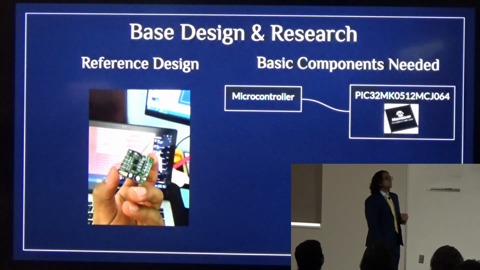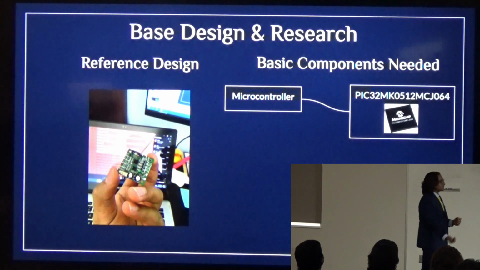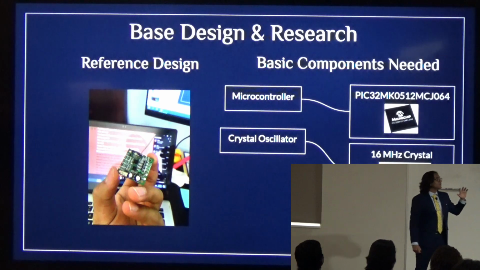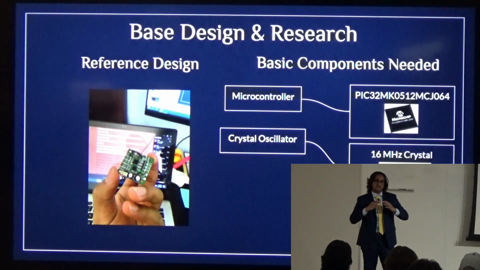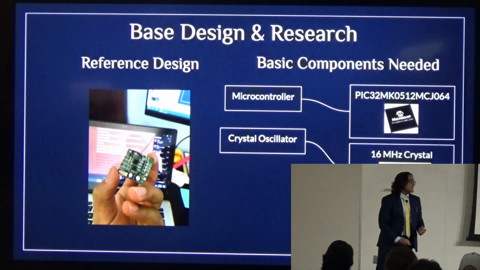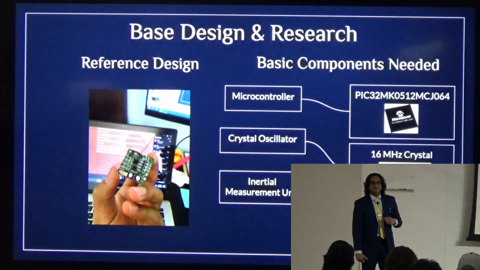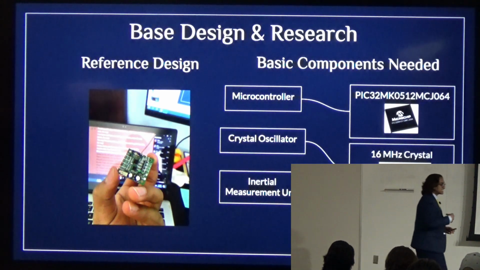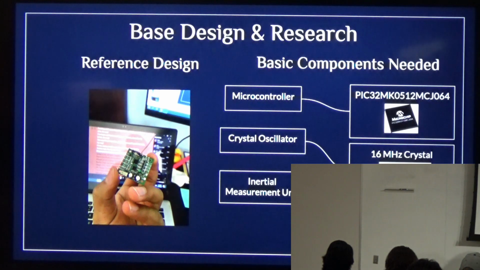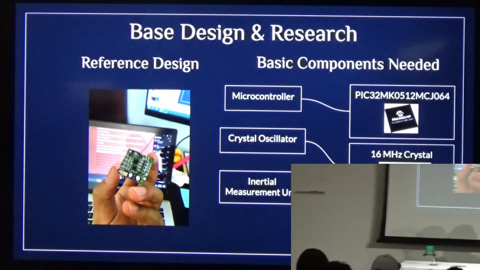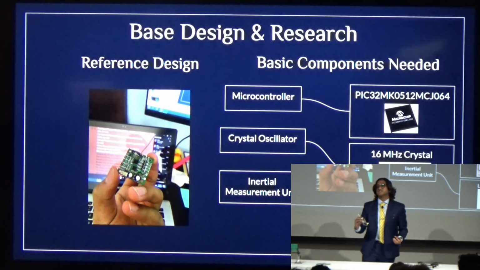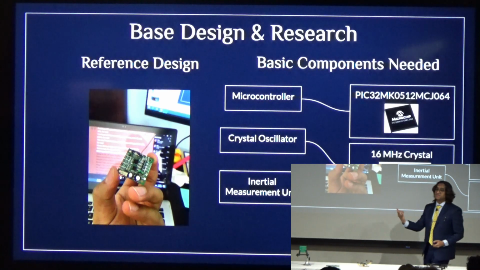Number one, you need the microcontroller. Like I said, the computer on a chip. You also need something called a crystal oscillator, which is basically just a unit for telling time. And then finally, you need an inertial measurement unit. It's a sensor that allows the drone to measure where it is in relation to Earth's gravity and how fast it's spinning. So I needed these three things.